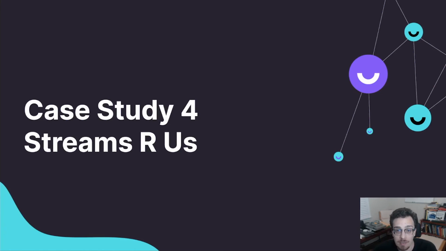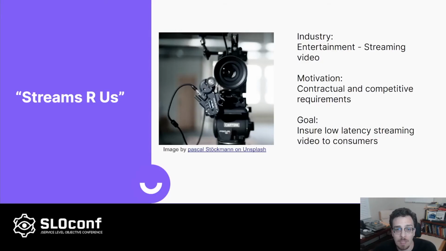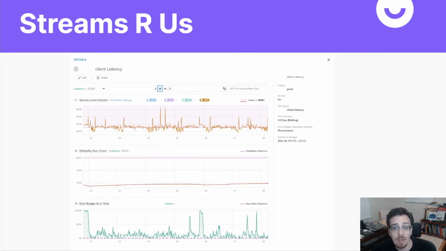Our final case study is Streams.rs. Streams.rs is in the entertainment industry where they provide streaming video globally. They needed SLOs to measure the latency of their streaming video service in order to exceed contractual obligations and to stay competitive with other streaming providers. After spending time discovering, designing, and implementing their SLOs, they started a cycle of reviewing their SLOs that they created. The SLO here is clearly underperforming.